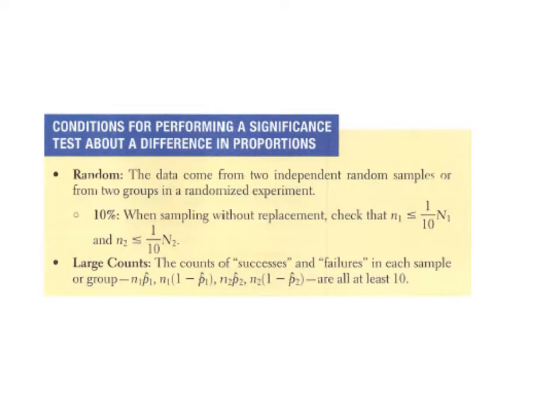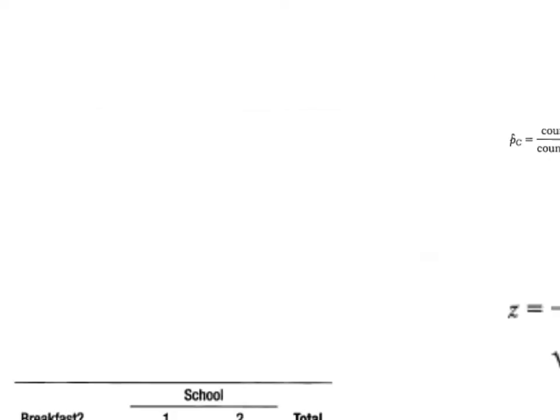My conditions for a significance test are the same as they were before, same as they were for the confidence interval. Okay, I need to check that both either are from 2 independent random samples or from 2 groups of a randomized experiment. I've got to meet my 10% conditions for both as well as large counts for both of them. Okay, so let's look at the thing that's different here, and that is calculating that test statistic.